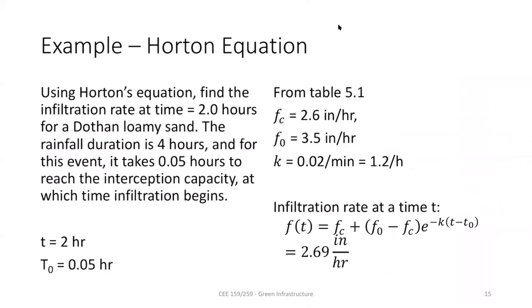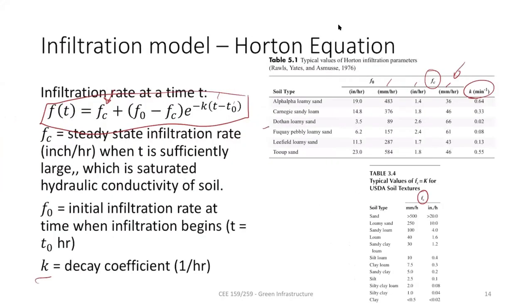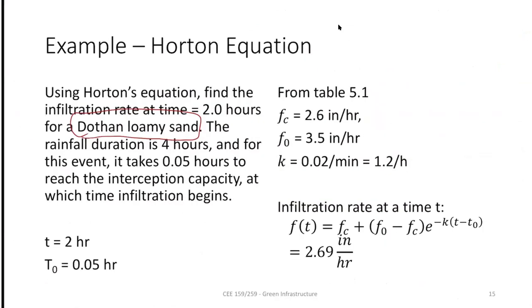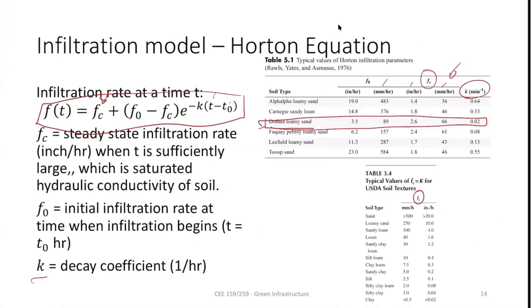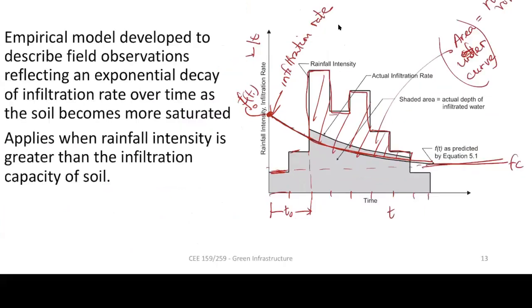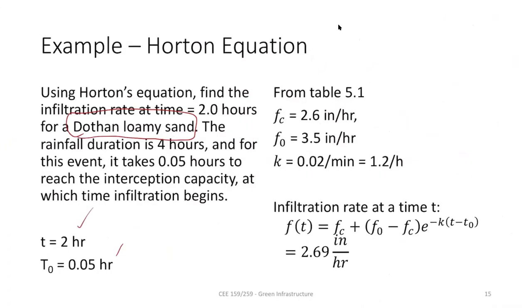Example, using the Horton equation, find the infiltration rate at time t equal to 2 hours for a Dothan loamy sand. Okay, so that means it gives you some soil type, because that determines the capillary, all that stuff. So if you see Dothan soil type, that's here. Okay, so all the numbers are given to you. It says that the rainfall duration is 4 hours. For this event, it takes 0.05 hours to reach the interception capacity, at which time infiltration begins. So that t0 is this value. If you see up to here, this first time, that t0, that's the time, no matter how much rainfall, it doesn't really have any runoff.